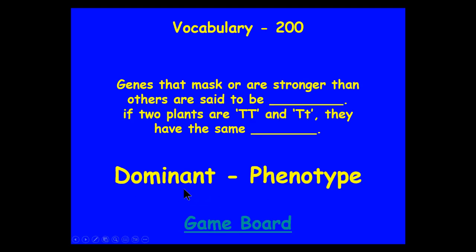Okay, so if they mask the other one or they dominate the other one, they are dominant alleles or dominant traits. And big T, big T and big T, little t, if we're talking about short and tall plants, will both have the tall phenotype. They have different genotypes, but the same phenotype.